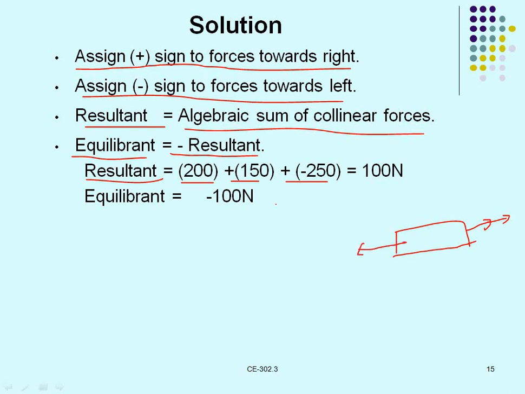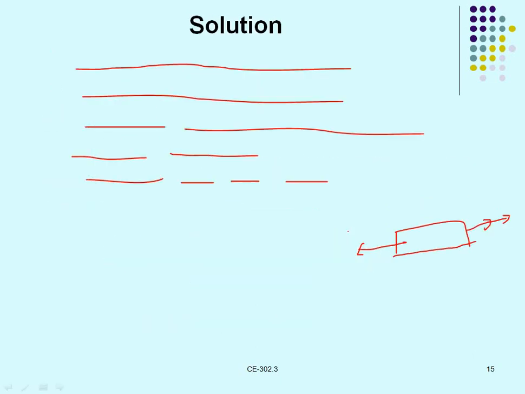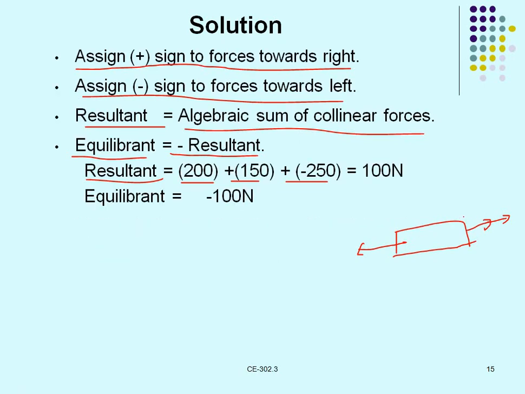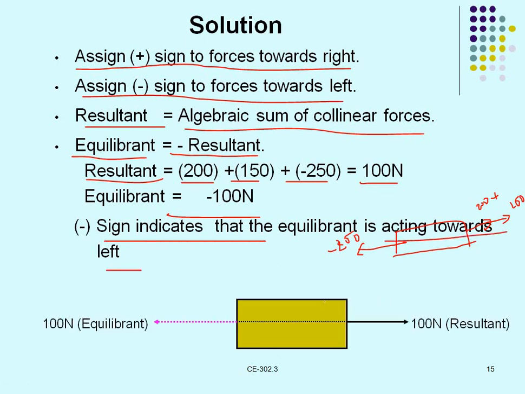Here the 200 newtons and 150 newtons are acting towards right. This is 200 and this is 150, and the other one is 250 acting towards left. So 200 plus 150 minus 250, we will get 100 newtons. If you get this 100 newtons in minus, then the negative sign indicates that the equilibrium is acting towards the left. So this is the diagram.